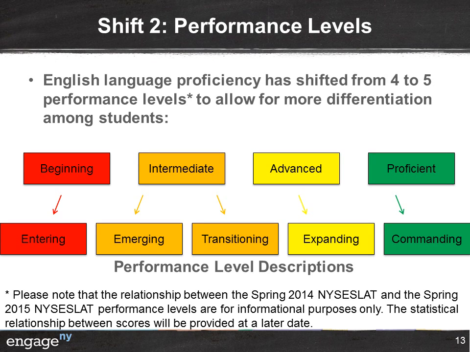The second shift is that there are 5 performance levels, whereas the previous NYSESLAT only had 4 levels. This slide is meant to show the approximate equivalencies between the Phase 1 performance levels and the Phase 2 performance levels, but please do note that the relationships are not exact and really are just provided here for informational purposes.